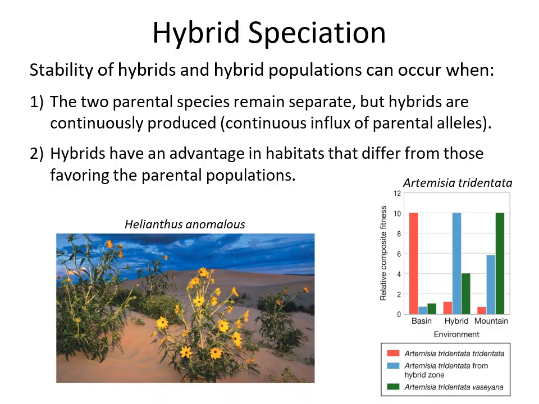Occasionally we can think about cases where the hybrids actually are stable, and these hybrid populations can persist through time. That can be the case where the two parental species remain separate, but the hybrids are just continually reproduced. So they don't necessarily have a disadvantage or an advantage, they're just very, very commonly made. We see this a lot with plants, in what's called a hybrid swarm, because these two parent species readily reproduce and they always have a new influx of hybrid offspring.